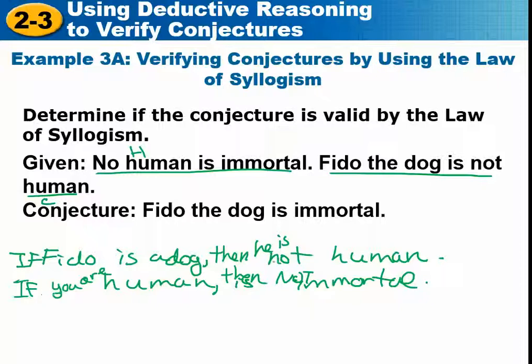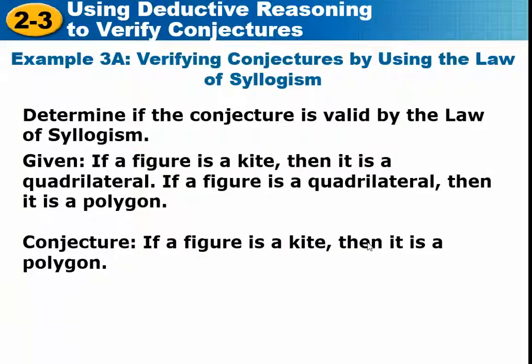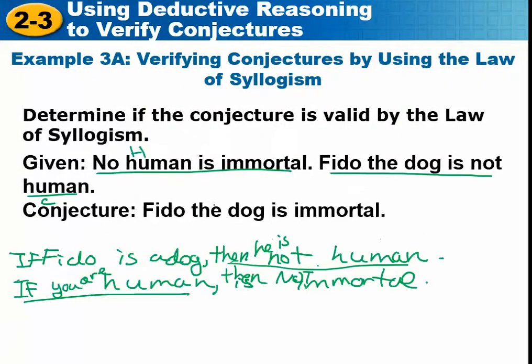So, does the conclusion of the first, he is not human, match the hypothesis of the second, if you are human? Not exactly, right? They're not exactly the same thing. One of them has a not and one of them doesn't. So the law of syllogism does not work here, because the conclusion of the first does not match the hypothesis of the second.